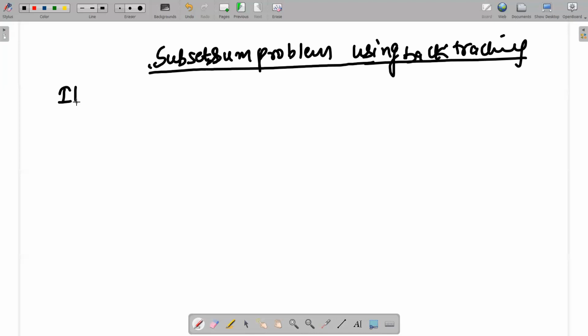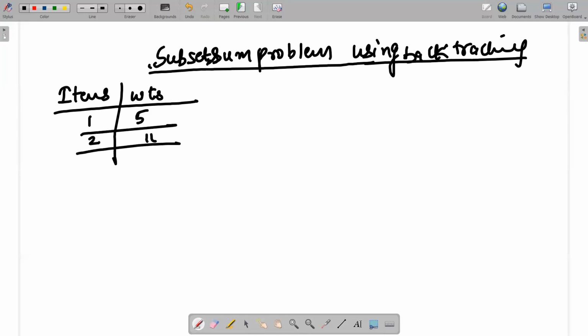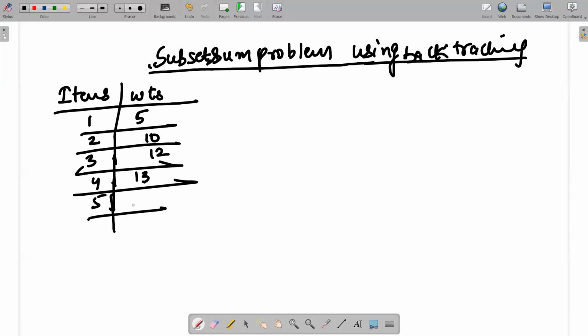So in this process, we have got certain items which are given to us and their respective weights. If I have certain items, item 1 weight is 5, item 2 weight is 10, item 3 weight is 12, item 4 weight is 13, item 5 weight is 15, and item 6 weight is 18. So these are the items that we have got with respective weights.